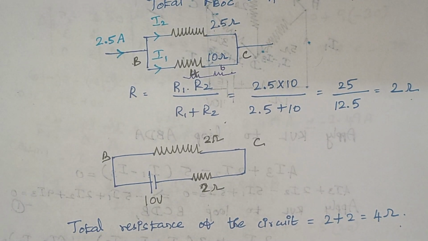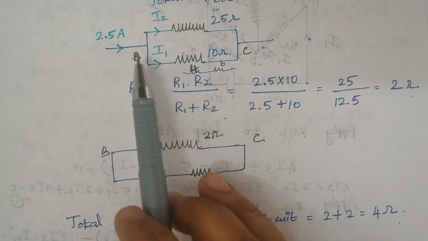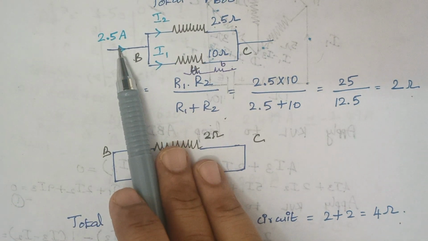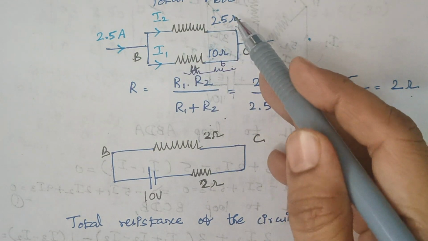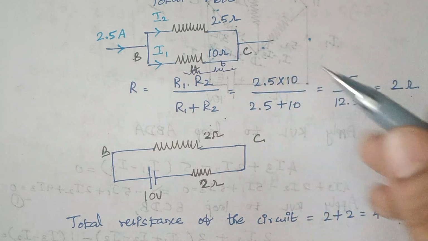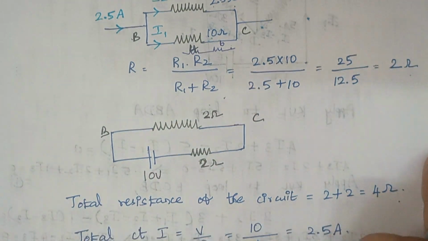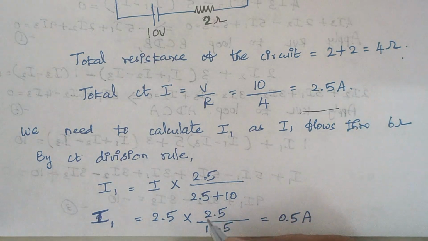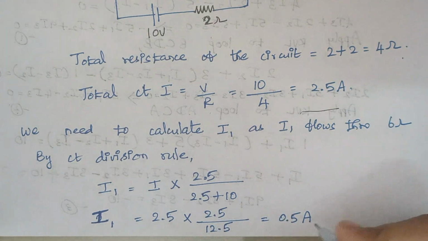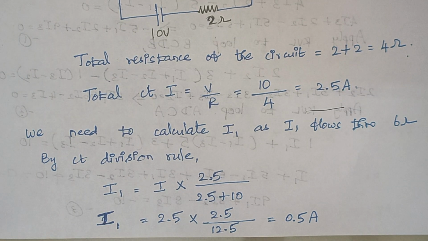The current division formula is nothing but total current into opposite resistance divided by sum of resistances. Here the total current is 2.5 into opposite resistance. The resistance which is opposite to this part is 2.5 ohms. So, 2.5 divided by the total resistance. Here simply you have to add 2.5 plus 10. When you substitute the values here, finally the value of I1 is 0.5 amps here. So, this problem gets over here.